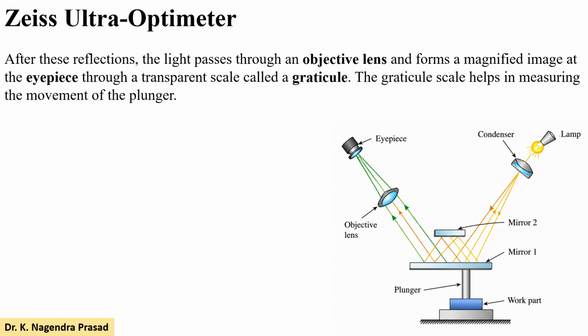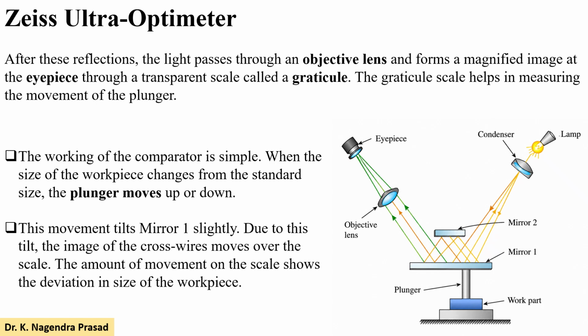After these reflections, the light passes through an objective lens and forms a magnified image at the eyepiece through a transparent scale called the graticule. The graticule scale helps in measuring the movement of the plunger.